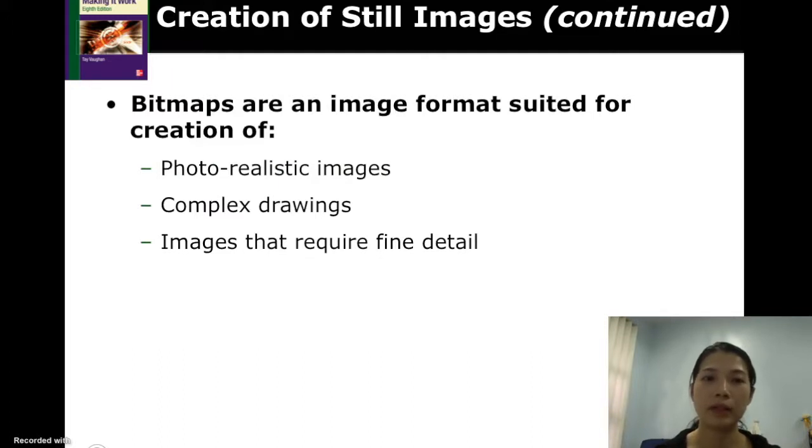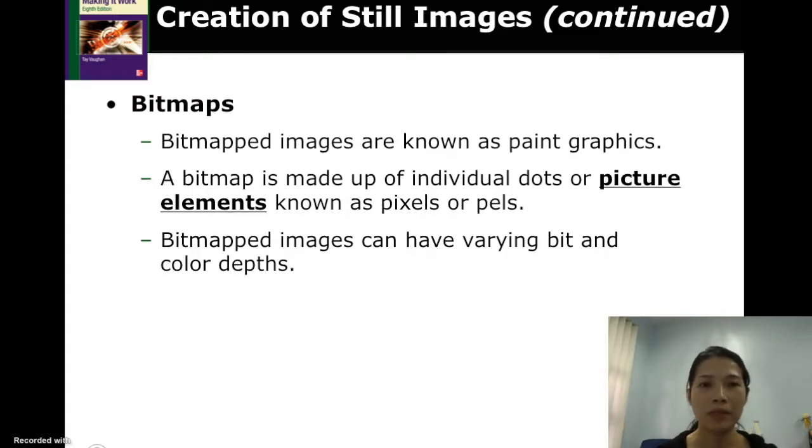So bitmap is an image format suited for the creation of photorealistic images, complex drawings, or images that require really fine detail. Photorealistic means that you have a picture and you want to do a drawing of the picture quite exactly. You have guidance from the real picture. Bitmap images are also known as paint graphics, or a bitmap is made up of individual dots or picture elements that we call pixels or pels. Bitmap images can have varying bit or color depth.